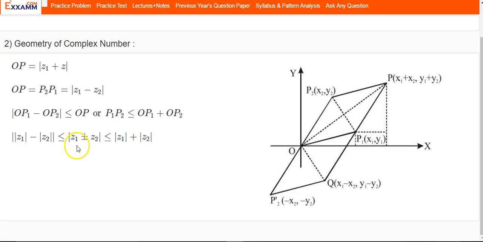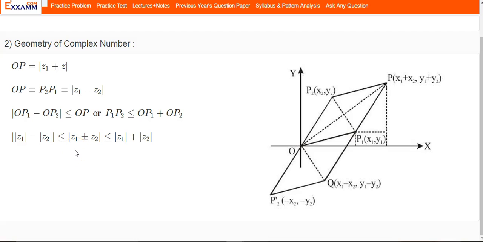So we get this triangle inequality: modulus of Z1 plus minus Z2, whether it is plus or minus, is always greater than or equal to the difference of the moduli of the two numbers, that is modulus of Z1 minus modulus of Z2, whole modulus, and it is also less than or equal to modulus of Z1 plus modulus of Z2.